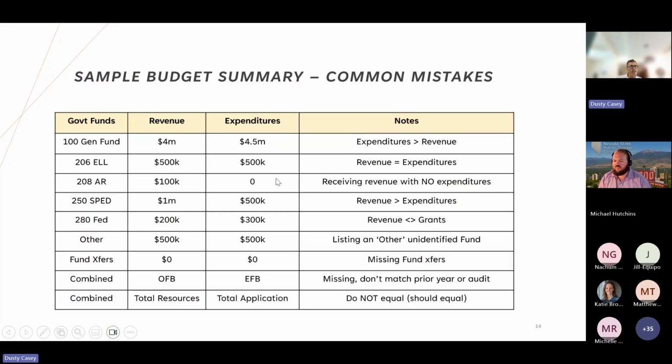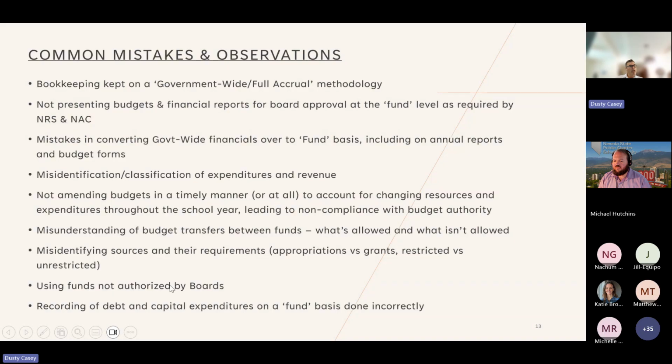Another one I'm seeing, although I'm seeing it less, which I apologize, is using funds not authorized by boards. We're seeing stuff listed on the budget templates that I'm fairly certain, some are obviously not necessarily board approved. And so those funds, your board is the only one that has the authority to open up a fiscal fund. If the board says, yes, we want to track federal resources in Fund 280 because we're getting substantial federal resources, then your board authorizes that.